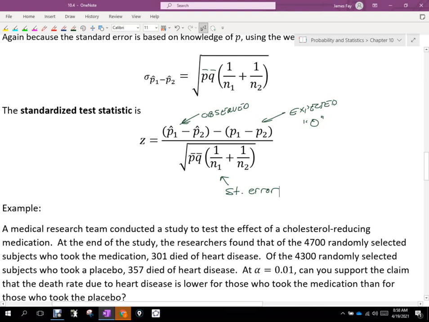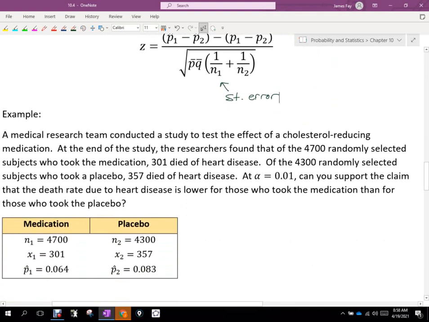So the example says a medical research team conducted a study to test the effect of a cholesterol-reducing medication. At the end of the study, the researchers found that of the 4,700 randomly selected subjects who took the medication, 301 died of heart disease. Of the 4,300 randomly selected subjects who took a placebo, 357 died of heart disease. At 1%, can you support the claim that the death rate due to heart disease is lower for those who took the medication than for those who took the placebo? Hopefully this scenario gives you an idea of where this type of test would be useful.